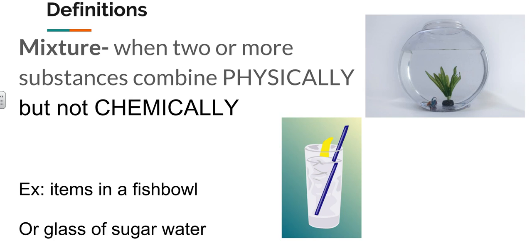Even things that don't seem so easy to separate, like a glass of sugar water. I could sit there and let the water evaporate, leaving all the sugar crystals behind. They're not combined chemically and can be separated. So this is called a mixture.